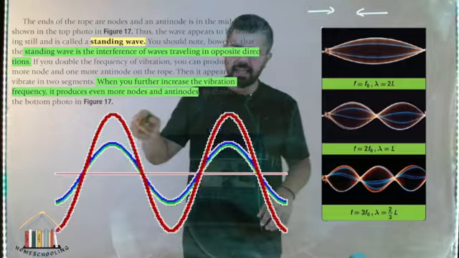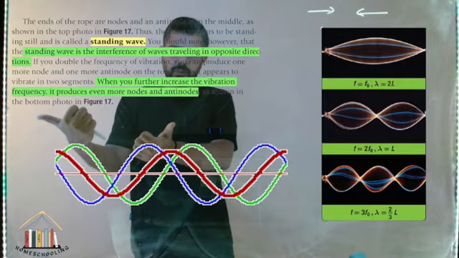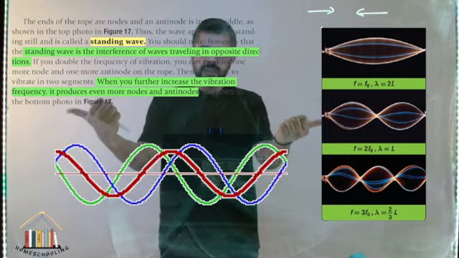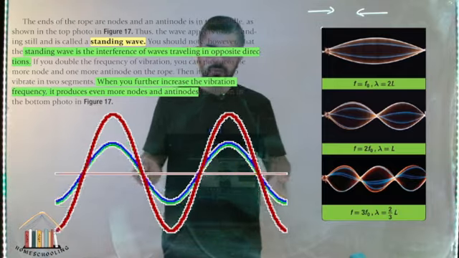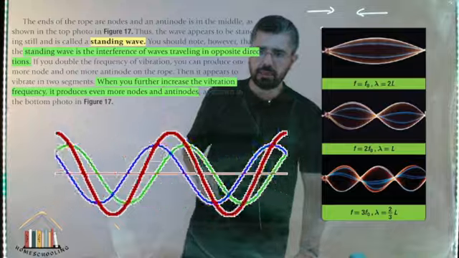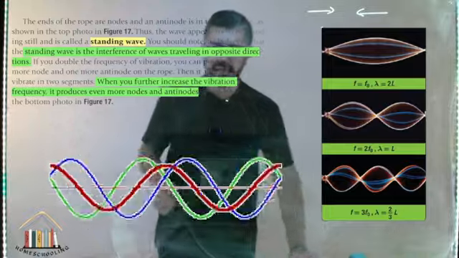So again, the green is going in one direction, the blue is going in the opposite, and the red one is the resultant of both of them. And the red one is what we call a standing wave.